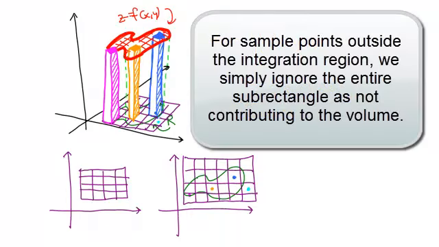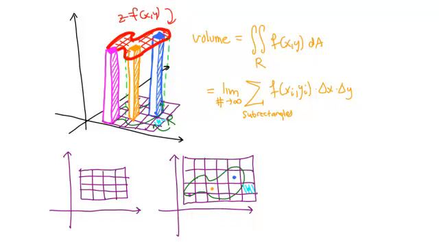Well, since that's not in the region in question, it should contribute no volume. And so I'll simply ignore this region entirely. I won't add it up. And so what I can do is go through and pick a sample point in each one of the remaining rectangles. Whenever a sample point is not in the region, I'll simply ignore those particular rectangles as not contributing any area, or any volume, sorry, on this particular approximation.